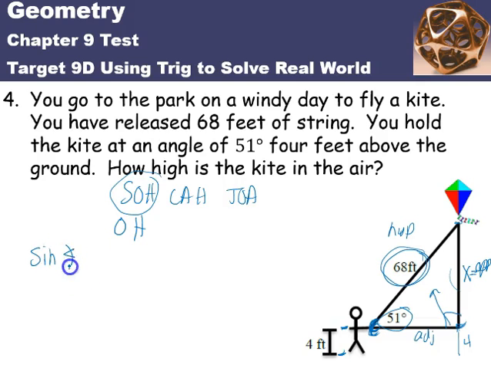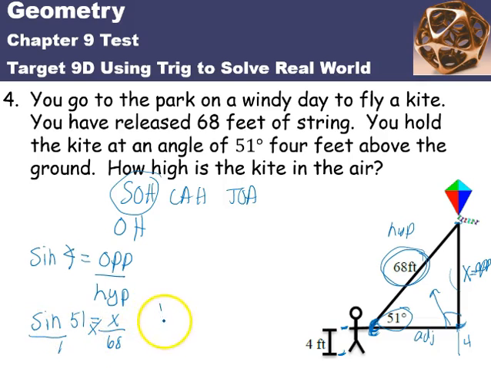So I say the sine of the angle is equal to the opposite over the hypotenuse. So the sine of the angle, well, the angle is 51, and that equals the opposite, which is x, over the hypotenuse, which is 68. I'm going to put this over 1, and I'm going to cross multiply. And I get x equals 68 sine 51.